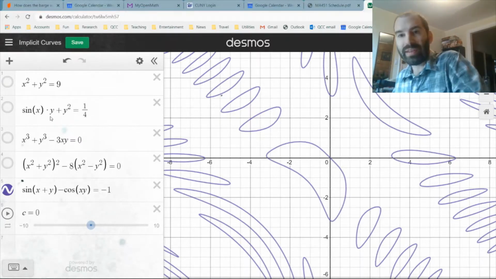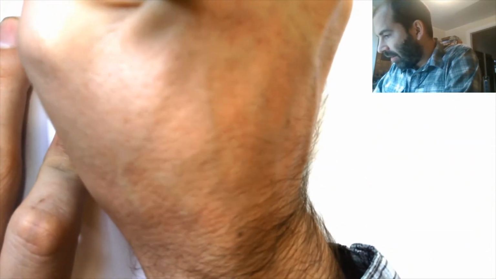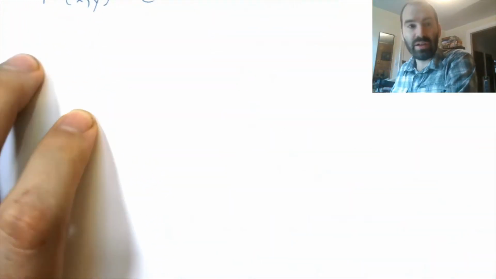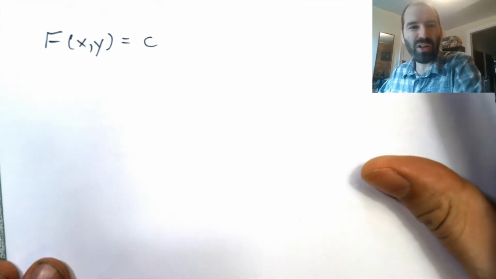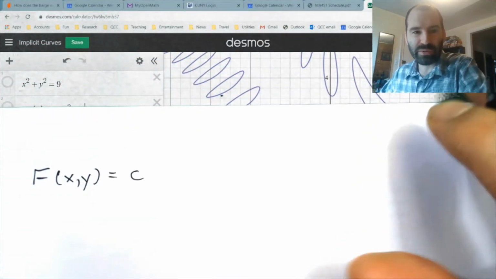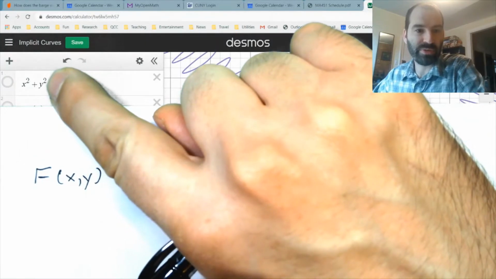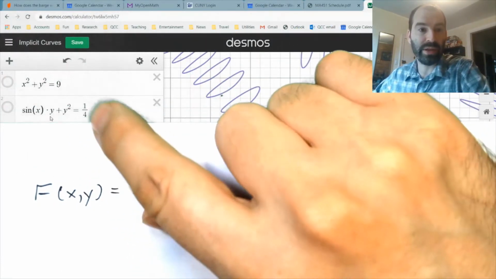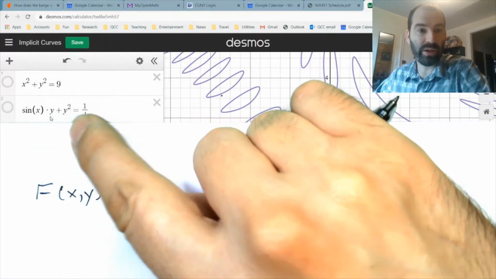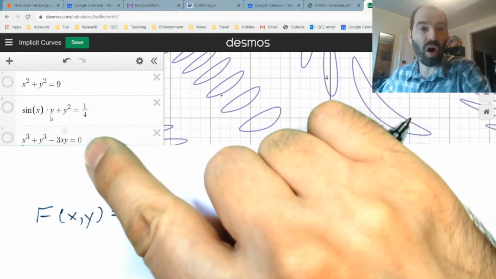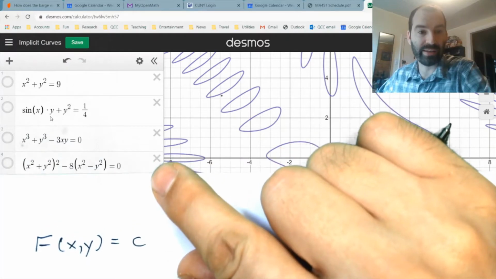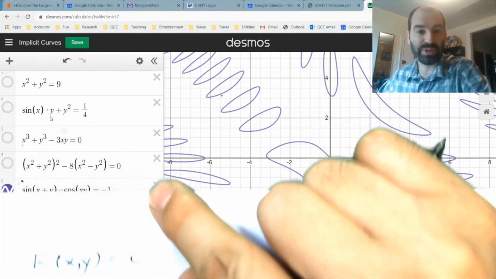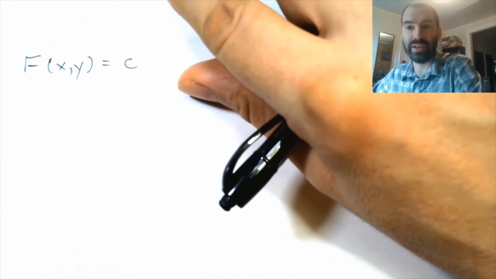So let me write that down. We're looking at things that are of the form f of x, y equals a constant. Oops, off the camera. All of these things are of that form. If you look at the first one, x squared plus y squared is a function of x and y, and I've got it equal to 9. Definitely of this form. The next one is a function of x and y equals a constant. All of these are like that. All these examples were exactly one of those things.